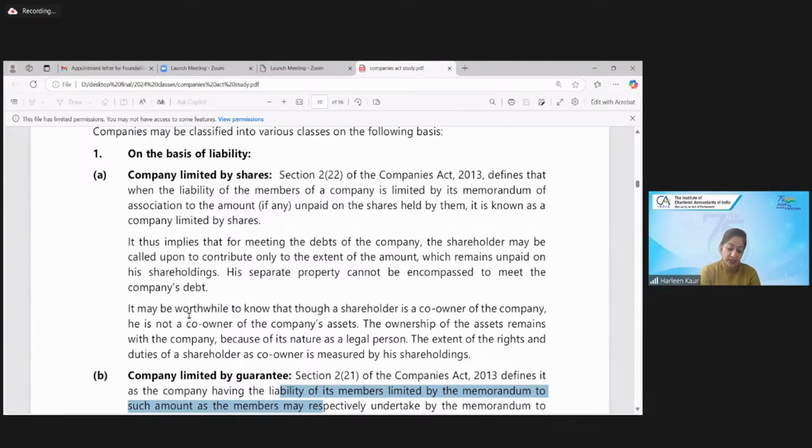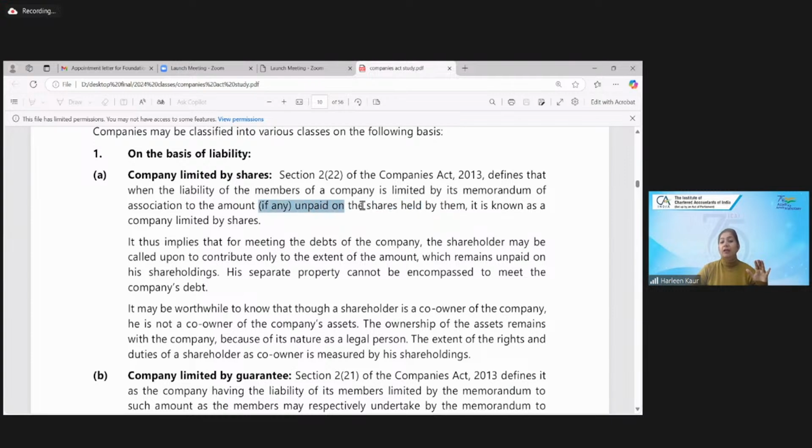Okay. So yes, all of you have given the correct answer. No, ma'am, it is not mentioned in the articles of association. It is mentioned in the memorandum of association. Now, what is the liability in case of company limited by shares? In case of company limited by shares, the liability is limited up till the amount unpaid on the shares held by them. What is the meaning of the unpaid on the shares?